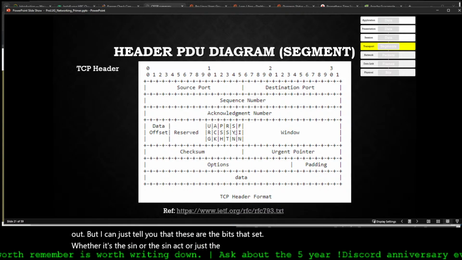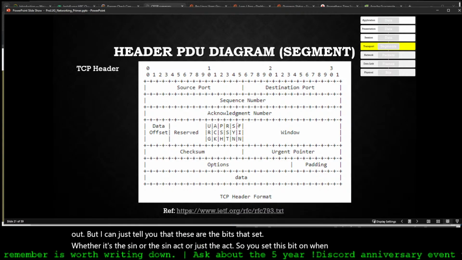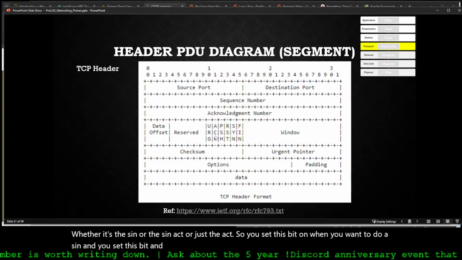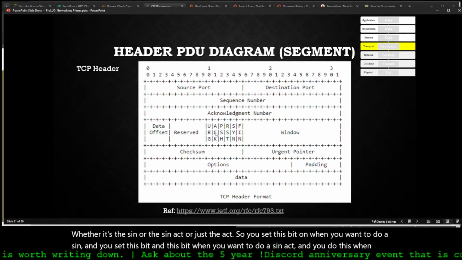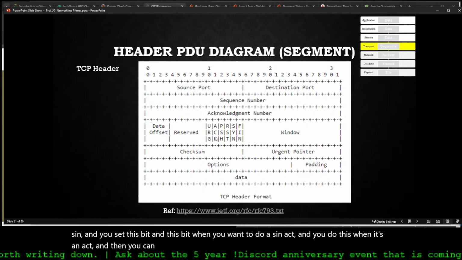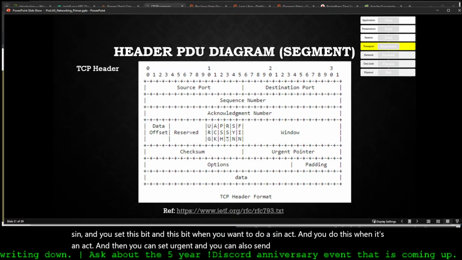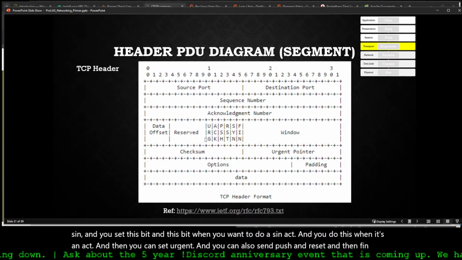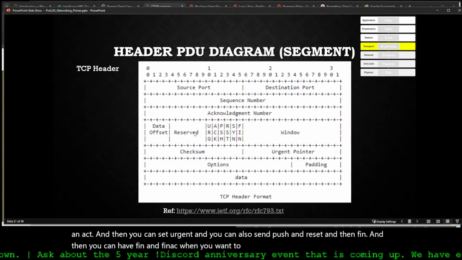So you set this bit on when you want to do a SYN, and you set this bit and this bit when you want to do a SYN ACK, and you do this when it's an ACK. And then you can set urgent, and you can also send push and reset and then FIN, and you can have FIN and FIN ACK when you want to turn off a connection, right?